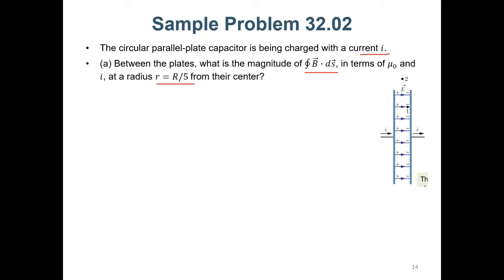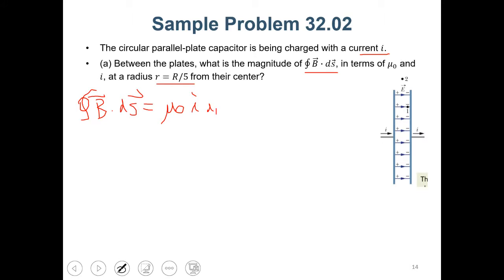Okay, so we will have the integral of B ds equals mu0 I_D enclosed, the displacement current, and I is the total current, and the enclosed displacement current follows this equation: I_D enclosed equals I times pi r square over pi capital R square.